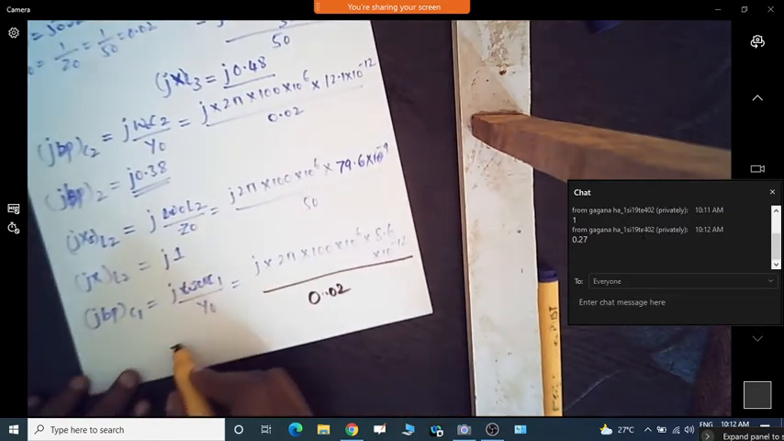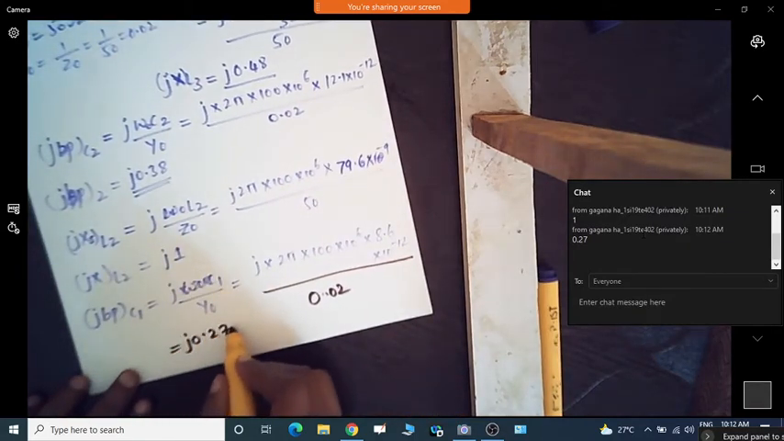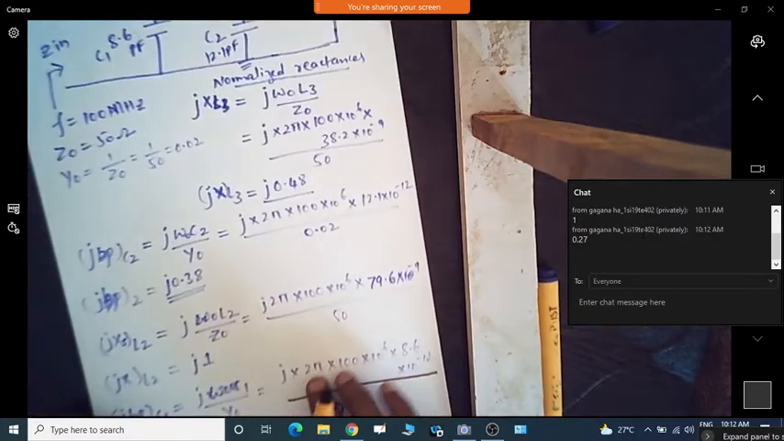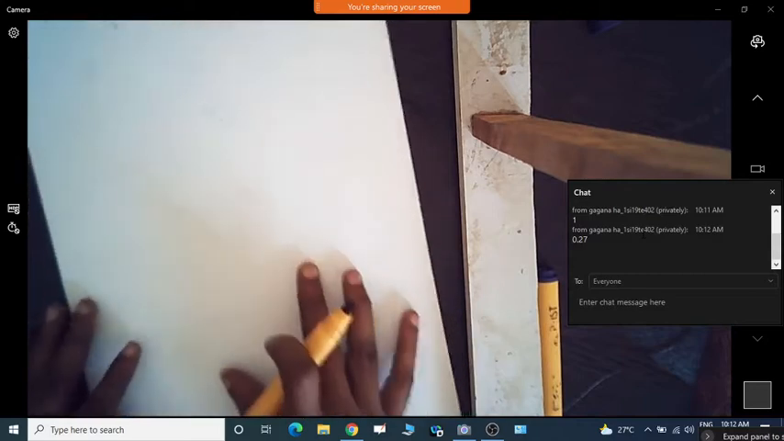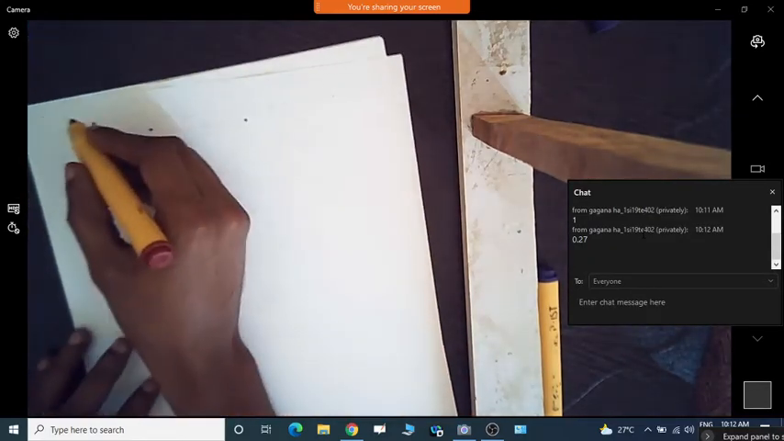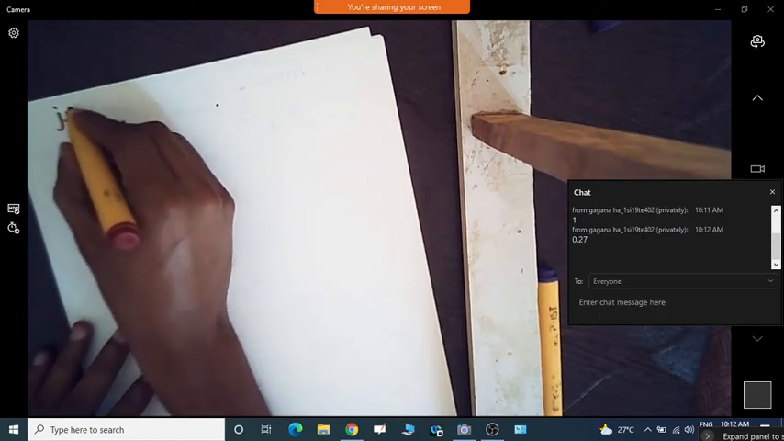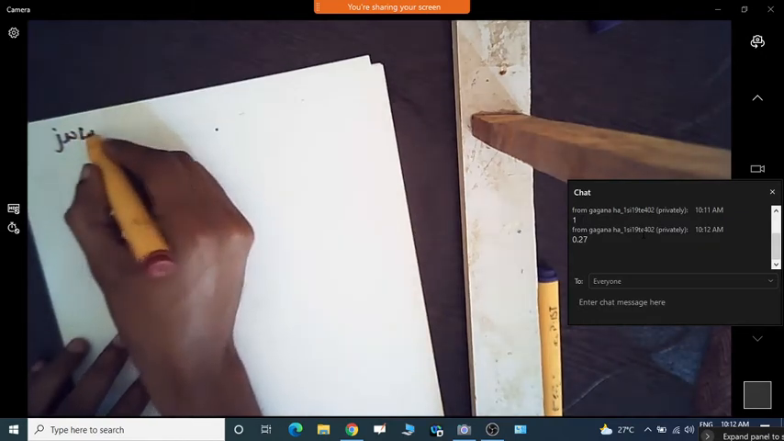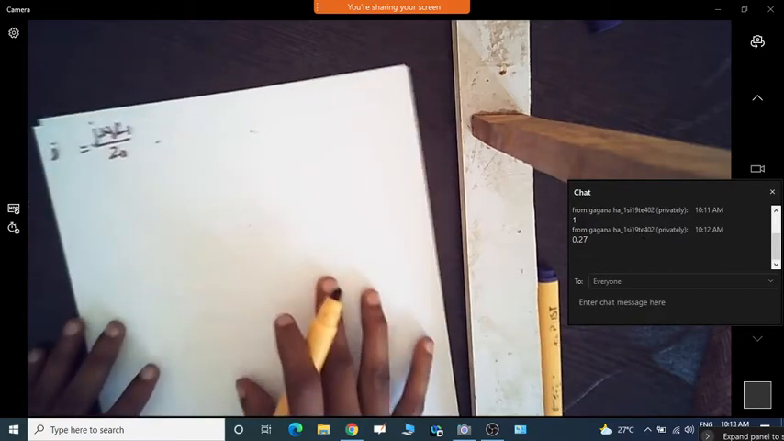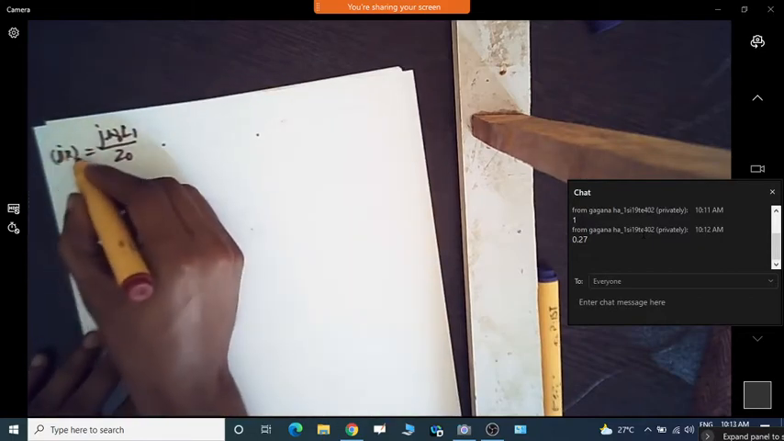So J 0.27. Okay, so this is the susceptance due to the capacitor C1. Now similarly, you can find out the value due to the inductor L1. So that is j omega L1 divided by Z naught. So this is the reactance offered by L1.